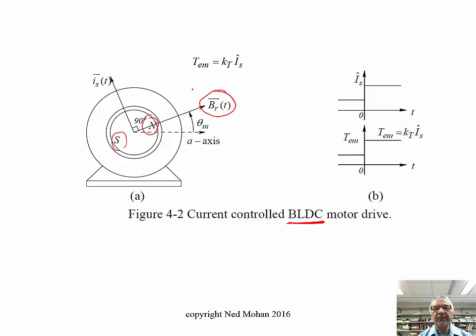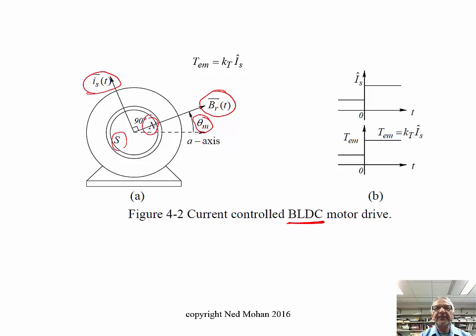As the rotor rotates and this theta_mm changes, so does this B_R, representing the rotor-produced flux density distribution at the stator, which would rotate. And what we have to do is keep the stator current space vector I_S at 90 degrees by properly supplying the A, B, and C phase currents here.